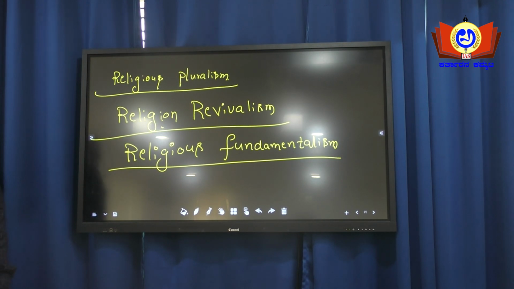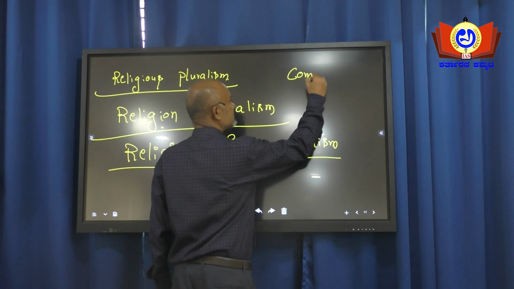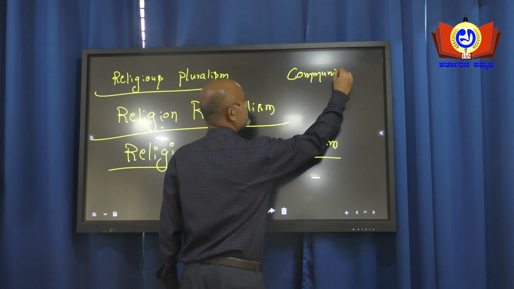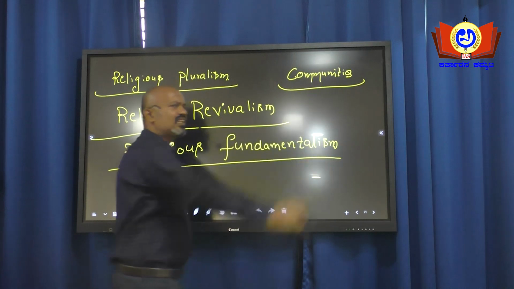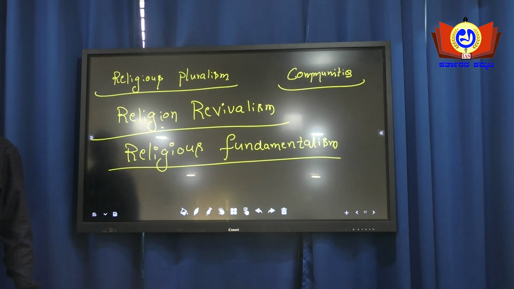Then we'll also discuss religious communities in India. Which are the religious communities in India? We have Hindus, Muslims, Sikhs, Christians, Jains, and Parsis, the Zoroastrians. Okay, those things we'll discuss.